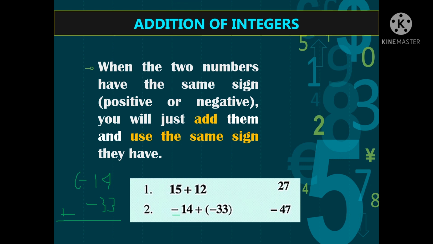So we are to add them. So 4 plus 3 is 7. 1 plus 3 is 4. And their sign is both negative, so we will just copy it. So we'll come up with the answer, negative 47. That's how the rule works.